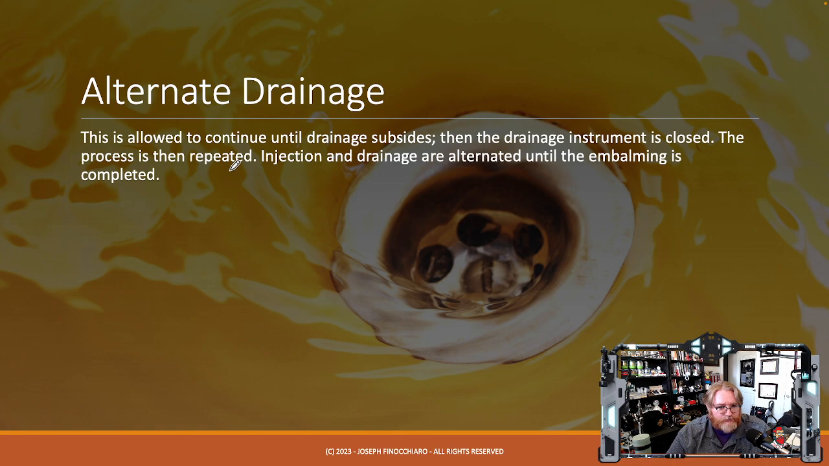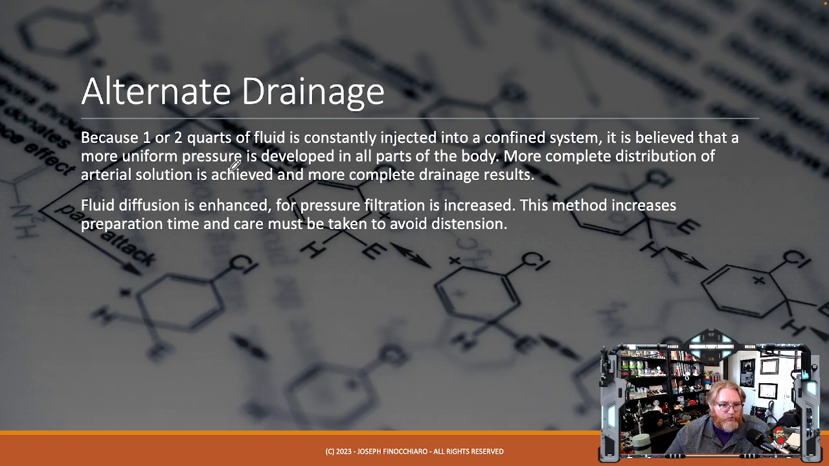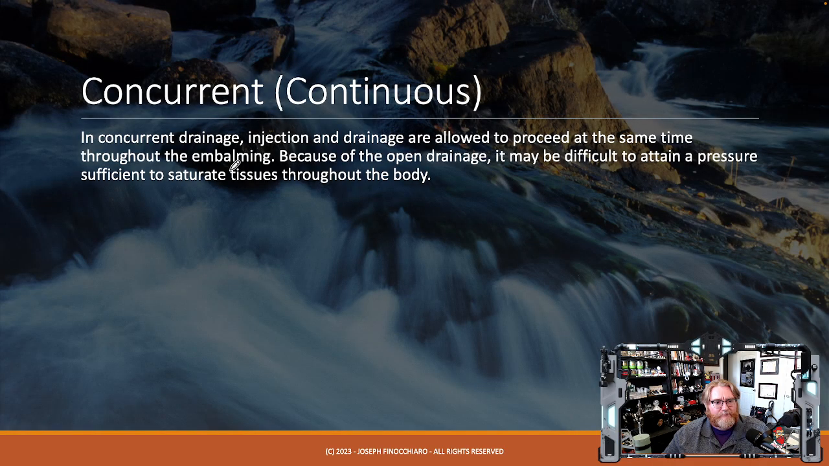This is allowed to continue until drainage subsides. Once you don't have any pressure left, you close the drainage instrument, you start back up until you have injected the entire amount and the embalming is completed. Because 1 or 2 quarts of fluid is constantly injected into a confined system, it is believed that you get a more uniform pressure and more complete distribution. Fluid diffusion should be enhanced and pressure filtration is increased. This method increases preparation time and care must be taken to avoid distension. So it takes longer and you have an increased risk of swelling. This is one of the arguments why people do not use this.